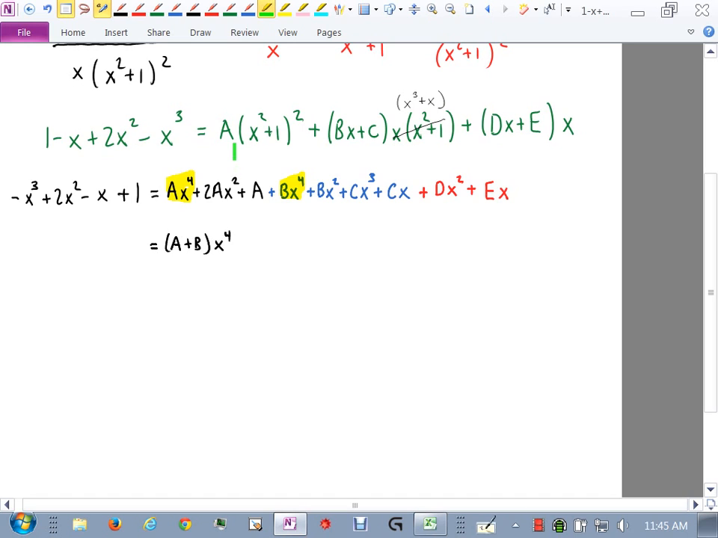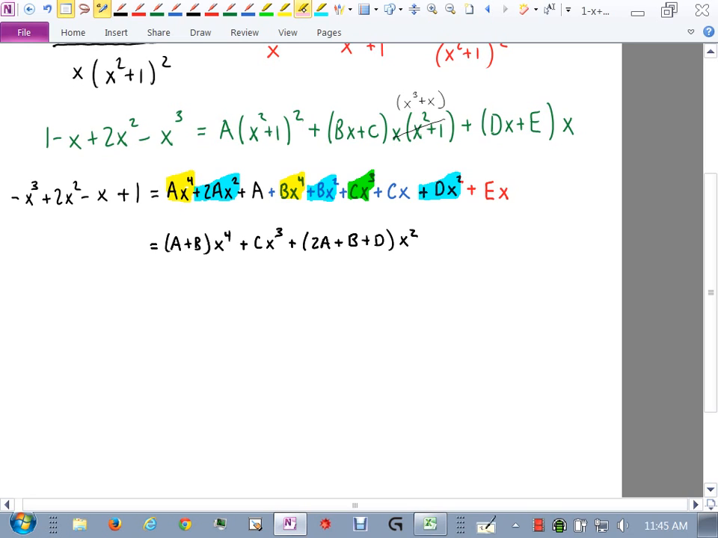Now let me look at my x cubes. Ooh, I just have one of them. Okay, so I have plus cx cubed. And then I look for my x squareds. I've got a 2ax squared, a bx squared, and a dx squared. So that's going to be, in parentheses, 2a plus b plus d x squared.